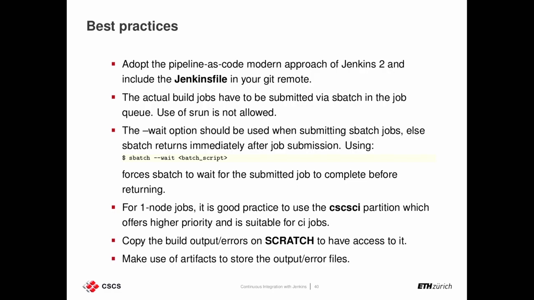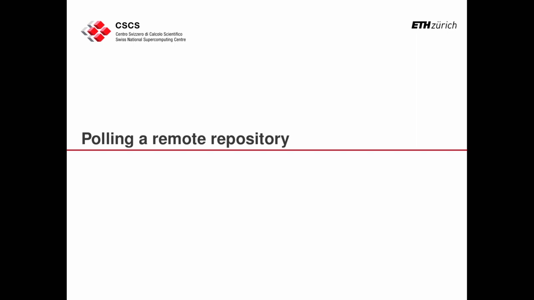Because the Jenkins slave does not have access to Scratch, it's only there as a medium just to do sbatch. If you want the output of your job to be visible outside Jenkins, you either have to copy it to Scratch or make use of artifacts to store the output or error files, which will be transferred back to the Jenkins web interface.